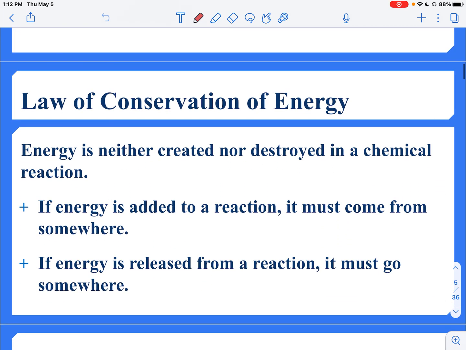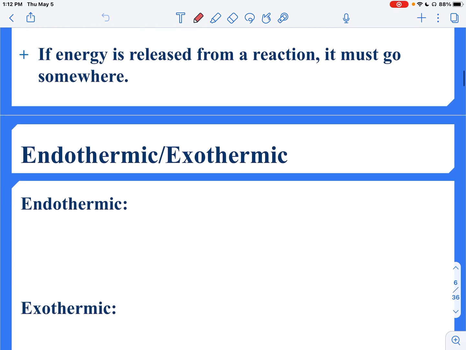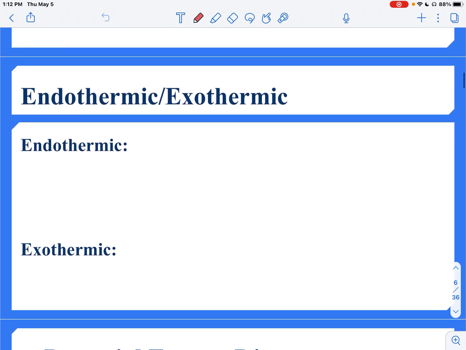I want to introduce the idea of the law of conservation of energy here. It's the same as the law of conservation of mass. Energy cannot be created or destroyed. So if it's added to a reaction, then it needs to come from somewhere. If it's released, it needs to go somewhere. And that brings us to endothermic and exothermic.